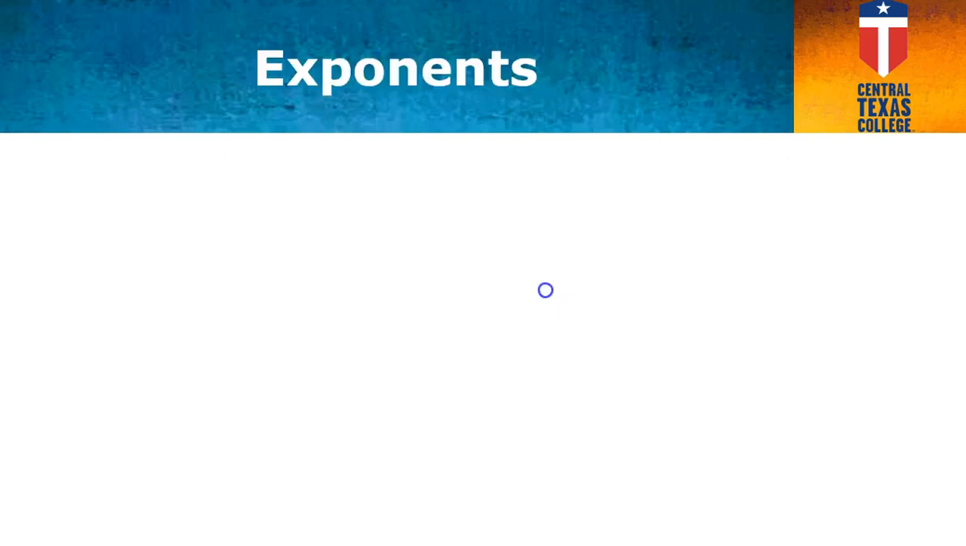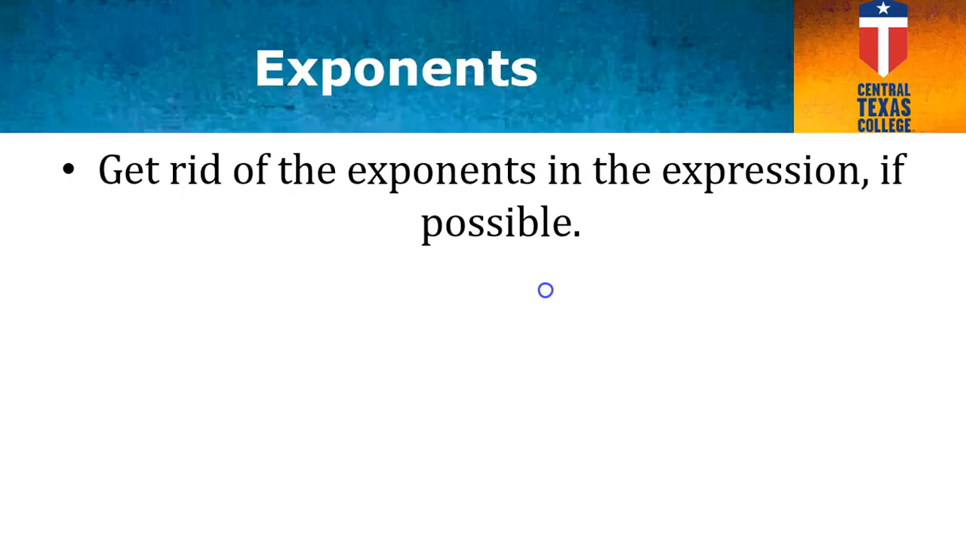So next we're going to look at exponents. So you want to get rid of the exponents in the expression if possible. So 3 squared is equal to 3 times 3, and that equals 9.